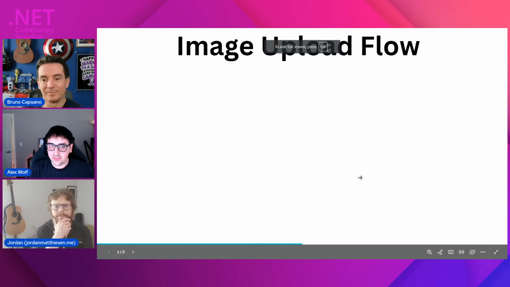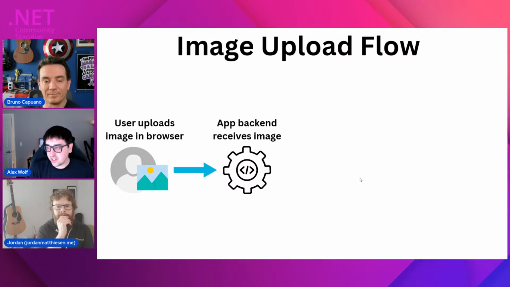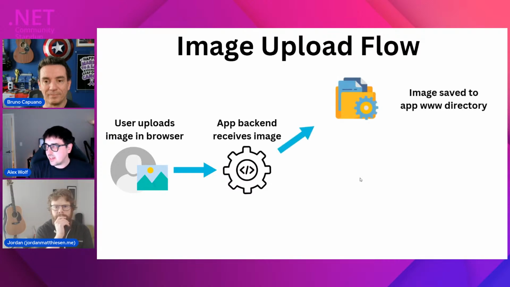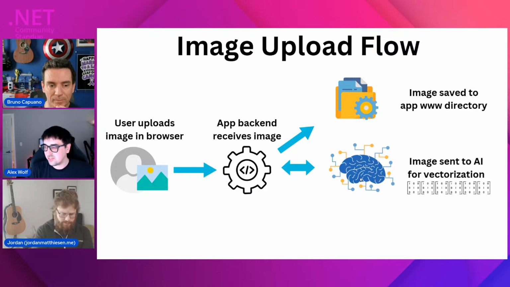There are basically two flows. There's the image upload flow. The user is going to upload an image in the browser that's going to get sent to the backend. And the image file itself gets saved into the web directory right now for the app. We don't always put image files in databases directly. A lot of times those are stored on a server, on a file system, and then pulled in by the browser. But the image is also sent to an AI model to be vectorized.